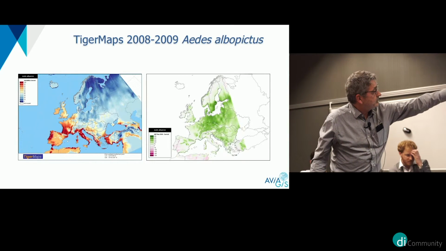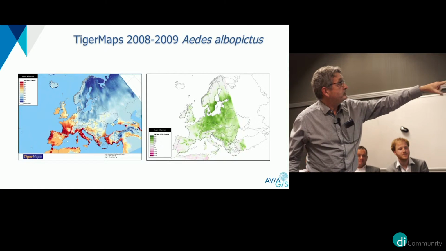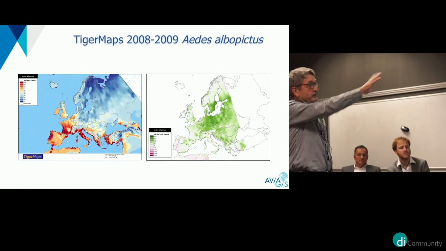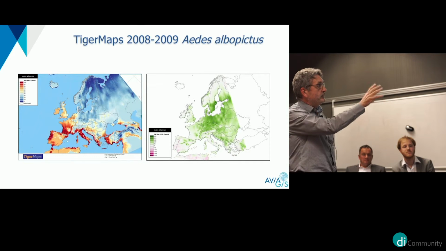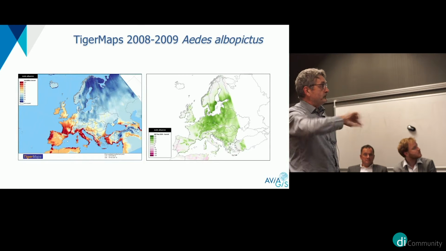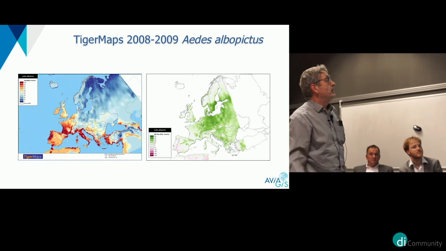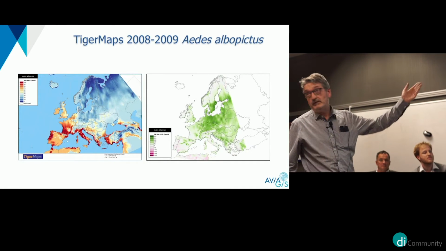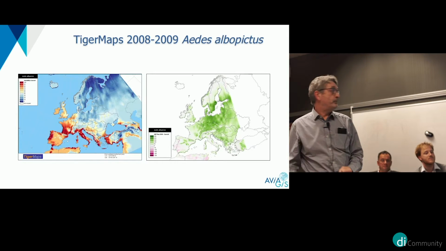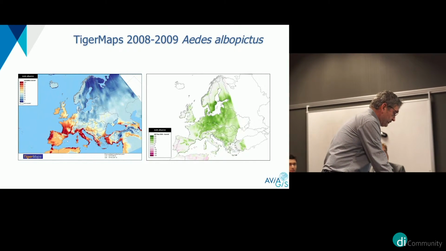And then taking into consideration climate change, and using different scenarios, the green bits, which is a bit fluffy there, are where, given climate change, the situation will become good for that mosquito. So Europe is at risk to be covered completely by this mosquito.